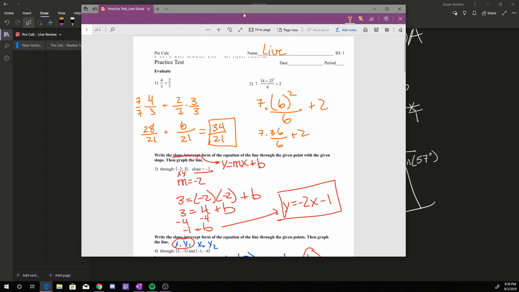Then, as long as you're multiplying or dividing, you can go in any order. I would do 36 divided by 6 because that's just easiest to me. 36 divided by 6 is just 6. So you have 7 times 6 plus 2. And then you're just multiplying. So 7 times 6 is 42. 42 plus 2 is 44.